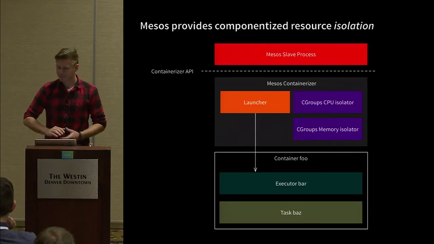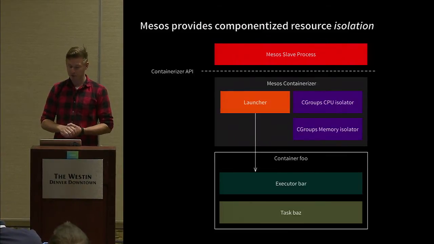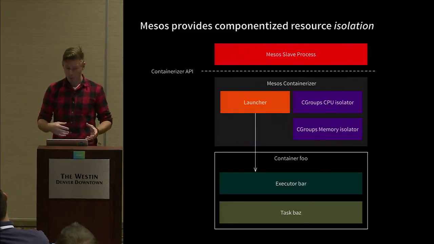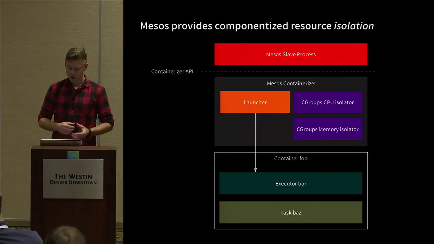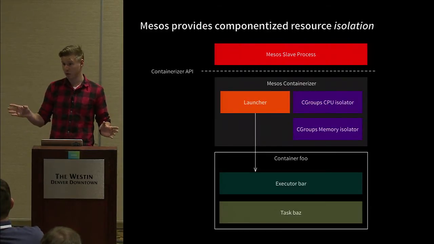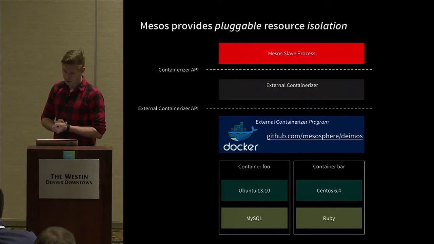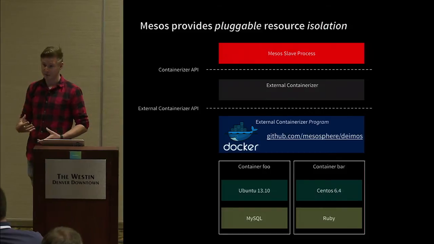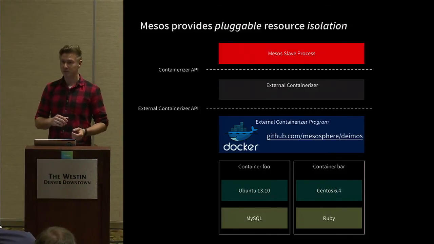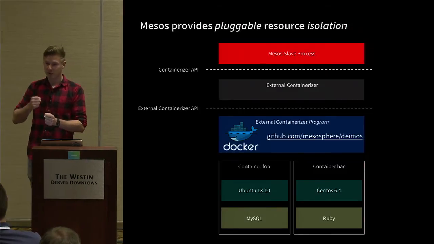But you might be wondering, what about Docker? Containerization with Docker is already possible using the Marathon framework for Mesos. But we are working on a way to make containerization much more flexible, just like with Docker, but transparent to all Mesos frameworks. That's something we call the external containerizer, which provides a pluggable interface for containerization. On slave startup, you specify an external containerizer program or script that Mesos will interact with as if it was an internal containerizer.